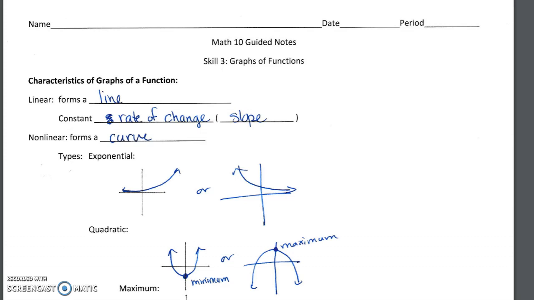And that's what makes it into a line. If something is nonlinear, it's not a line. Okay, so it's going to have some sort of curve to it. It's going to have something different that makes it not a line.